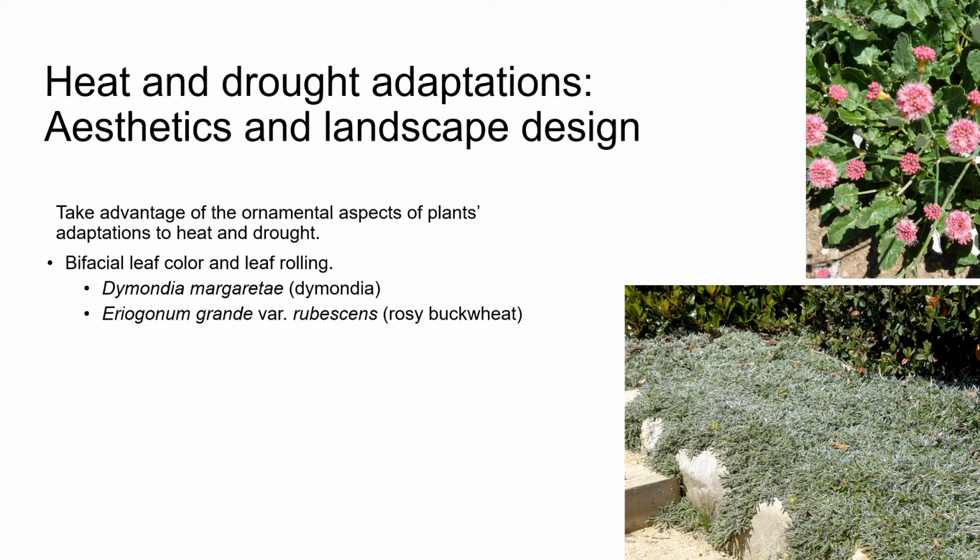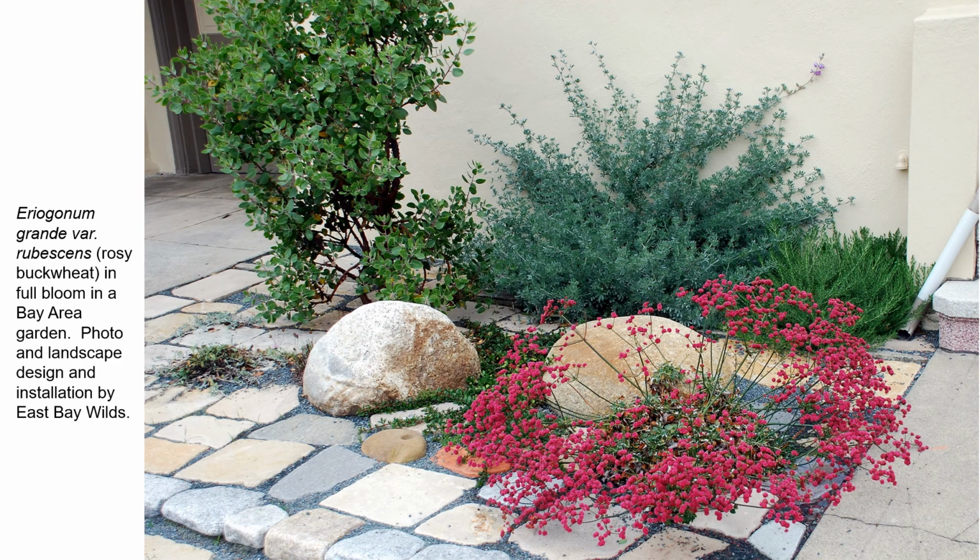Firstly, we could take advantage of the ornamental aspect of bifacial leaf color and leaf rolling. For example, the bifacial leaves of Diamondia and rosy buckwheat, pictured here on the top right, can add extra color dimensions to a landscape. Here's a slide showing the rosy buckwheat, Eriogonum grande rubescens, again in full bloom in a Bay Area landscape. This landscape was designed and installed by East Bay Wilds.